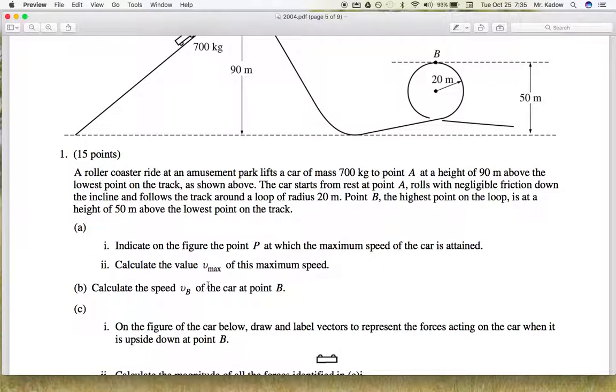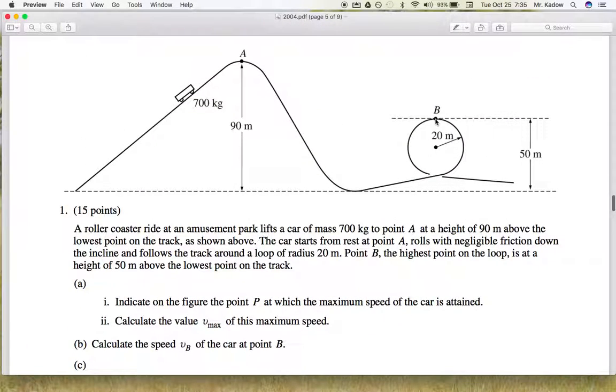Calculate the speed of the car at point B. Well, I just explained how you would do that. You would take the difference in height between points A and B, and then you would include the gravity of Earth. And there's a few more details than that, but that's the basic idea, right?